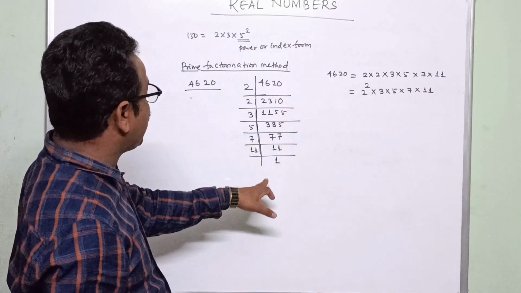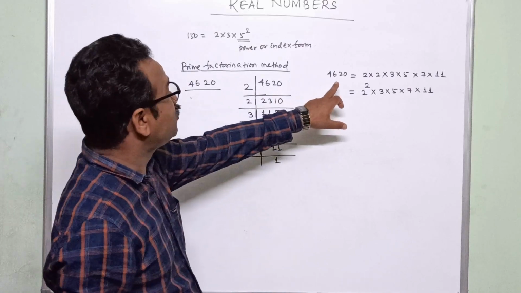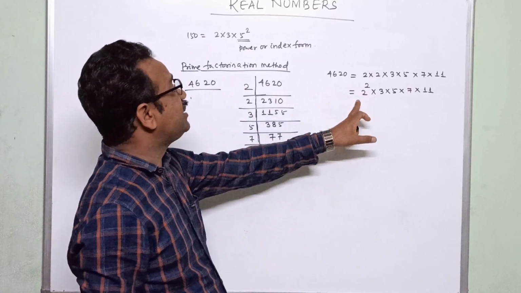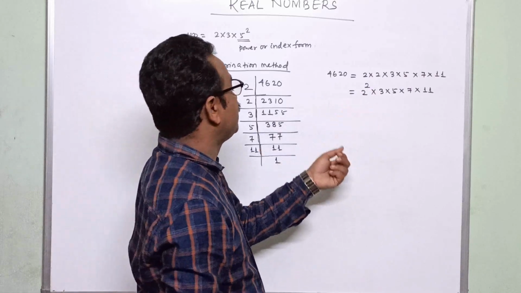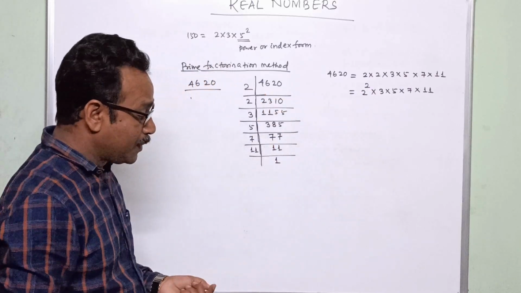So this is the prime factorization method. This is the way we find the prime factors by the prime factorization method.